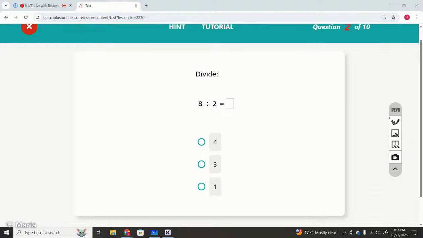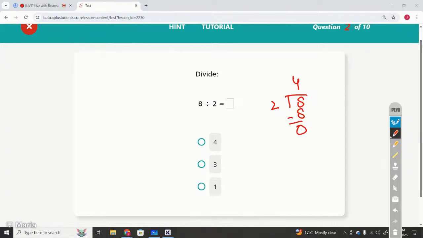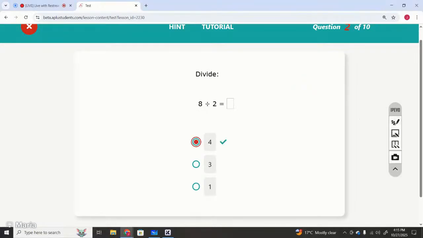Eight divided by 2. So you need to count a table of 2 until 8. So 2 times what number is 8? That is 2 times 4 is 8. So 8 take away 8 is 0. Very good. 4 it is. The correct option is option number 1. That is 4.